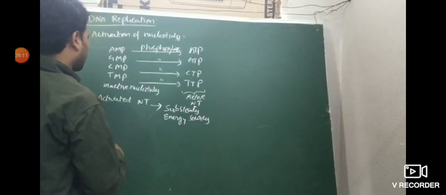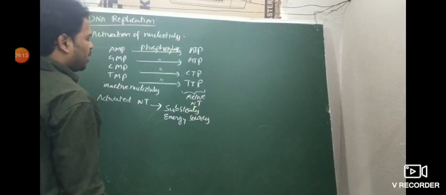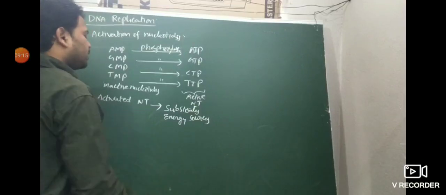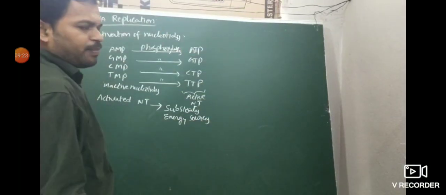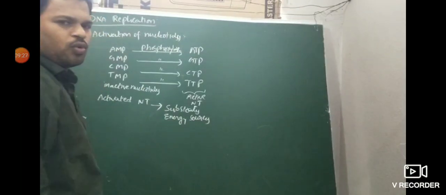Substrate and energy sources. Activated nucleotides are used as substrates and energy sources. Next, this is the first step. Next, open up the helix.